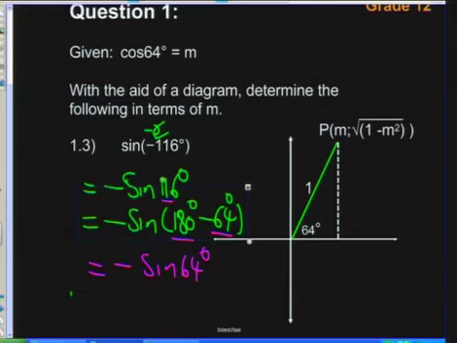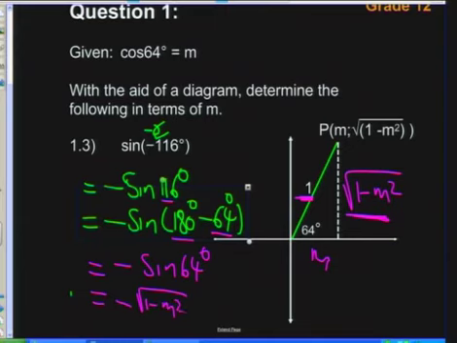In our diagram from the first question we had the square root of 1 minus m squared, and here we have m. So sine is opposite over hypotenuse. So sine is opposite over 1, which is minus the square root of 1 minus m squared over 1.